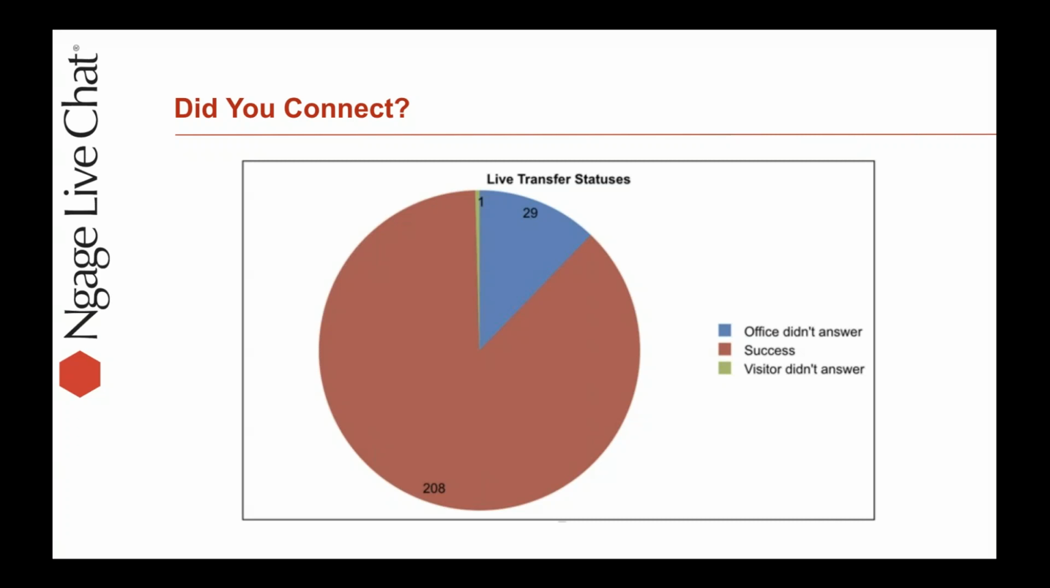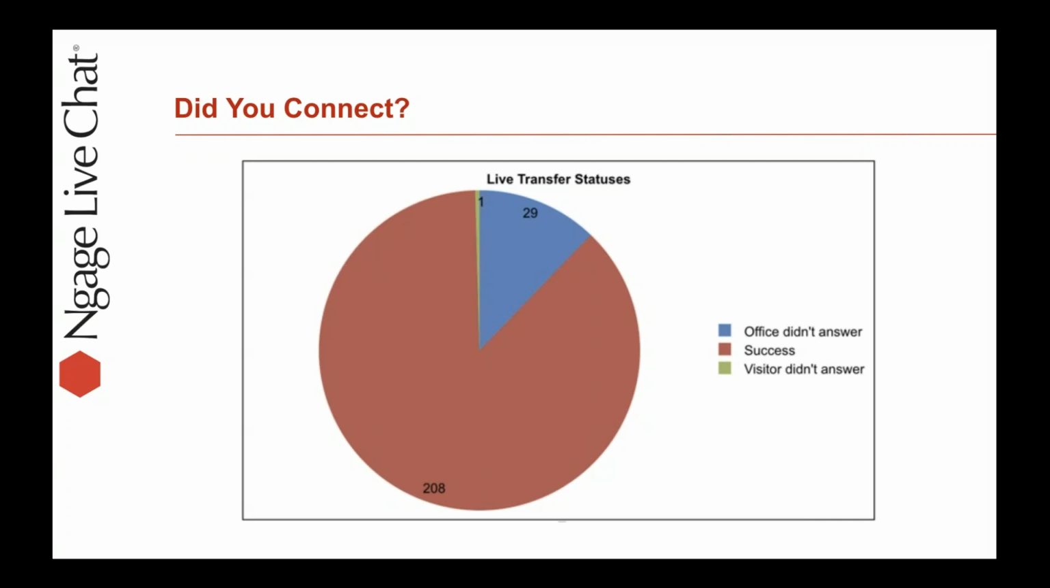So success means obviously success. We placed a call out to your firm, you picked up, we were able to patch the visitor in, everybody's happy. And that's what you want to see. You want to see success. The visitor didn't answer outcome means that we were able to reach your firm, but then when we tried to patch the visitor in, they didn't pick up. That tends to be pretty rare because we're asking the person right then and there, hey, do you want to receive a phone call from our firm? So usually they're ready for it.